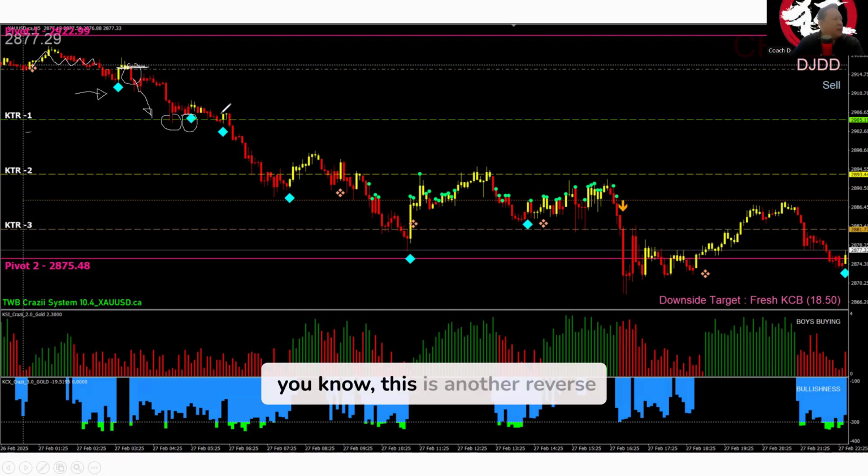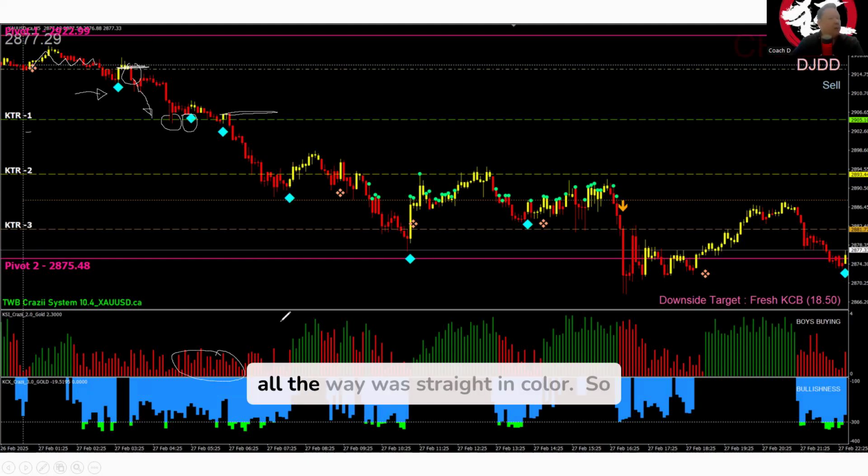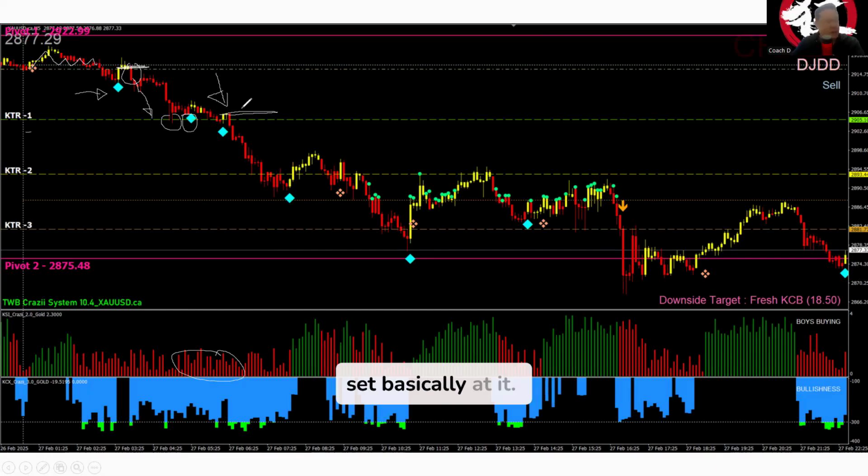Later on, you notice there's another reverse strategy on diamond, the reverse diamond strategy, right? The market stays below it, and do note the KSI all the way was red in color. That means there was no repaint here. The market was going up, but yet the market sat basically at it.